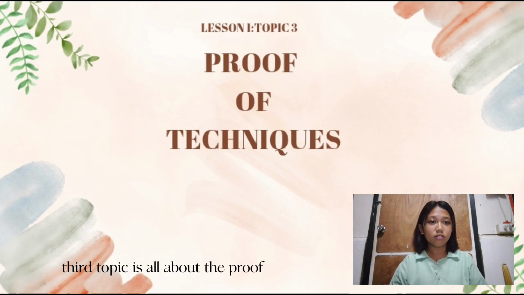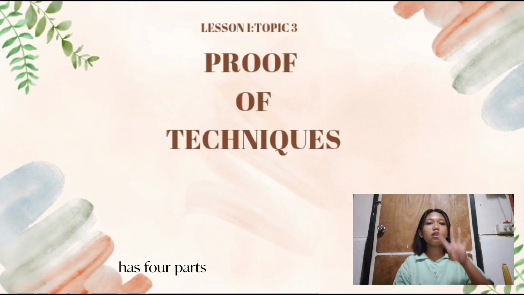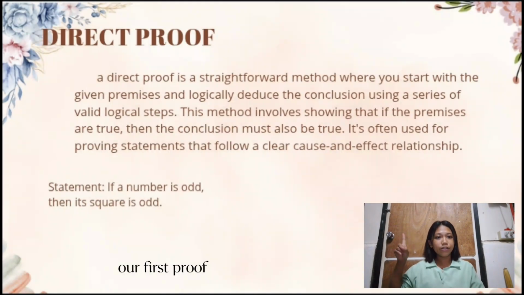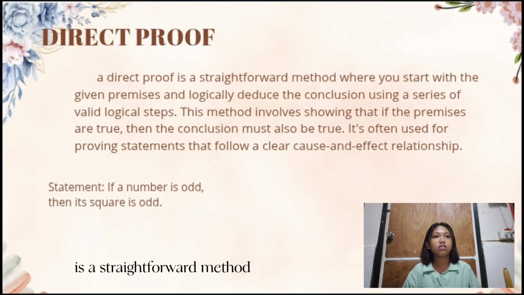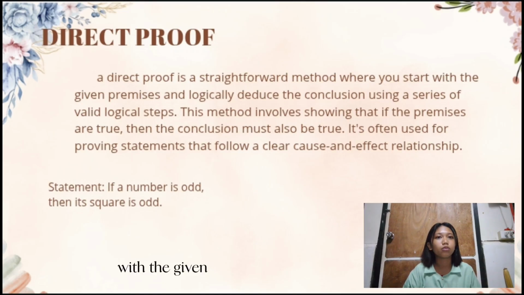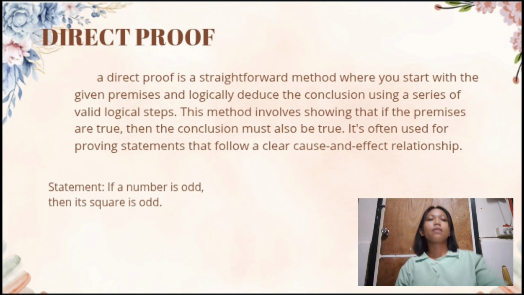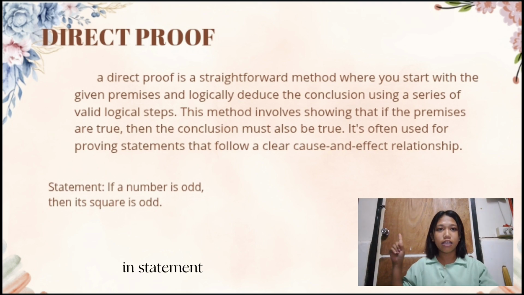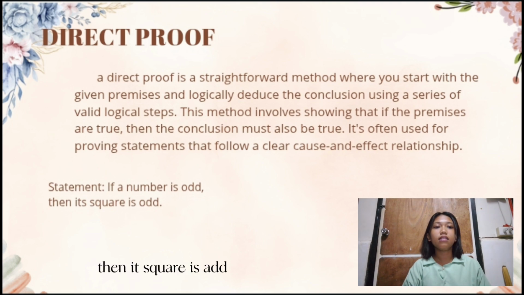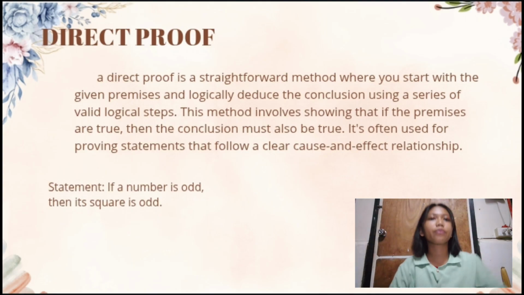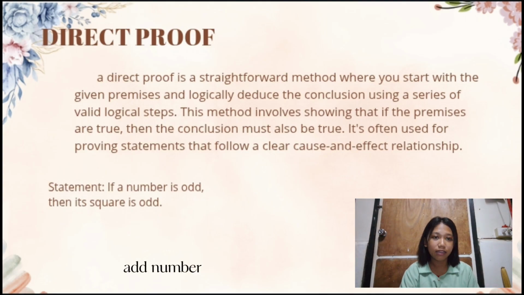The third topic is all about proof techniques. Proof techniques has four parts. Our first proof technique is direct proof. Direct proof is a straightforward method where you start with the given premises and logically deduce the conclusion using a series of valid logical steps. Example, the statement: if a number is odd, then its square is odd.